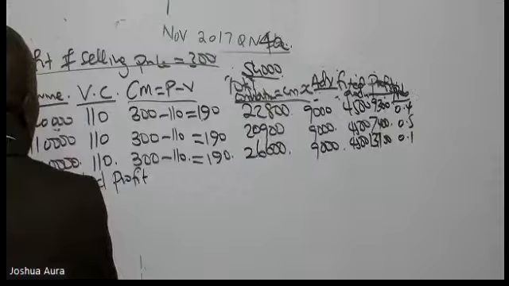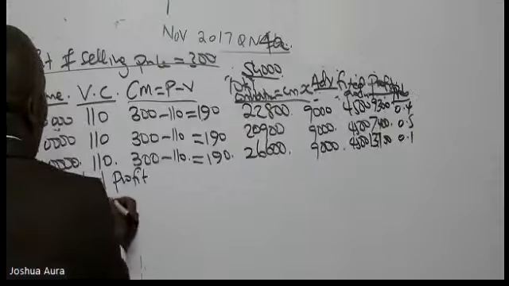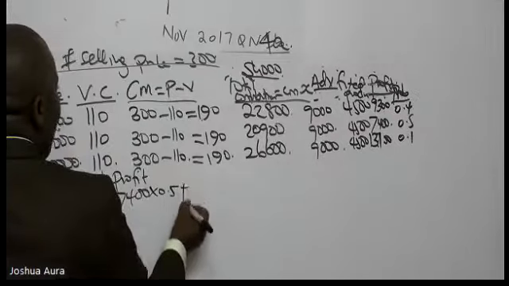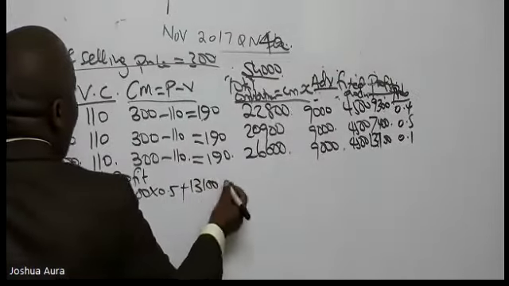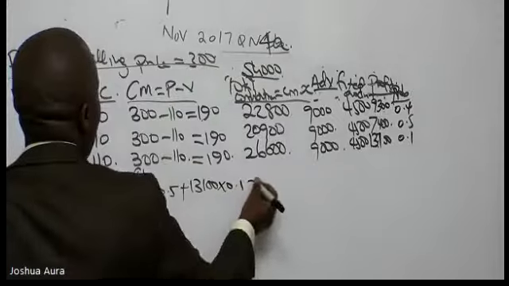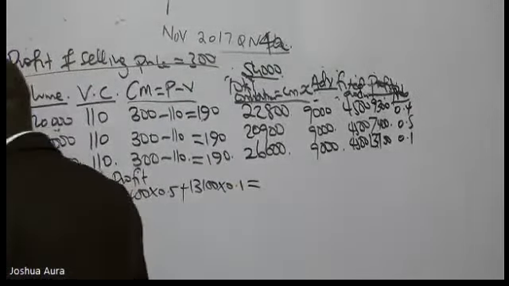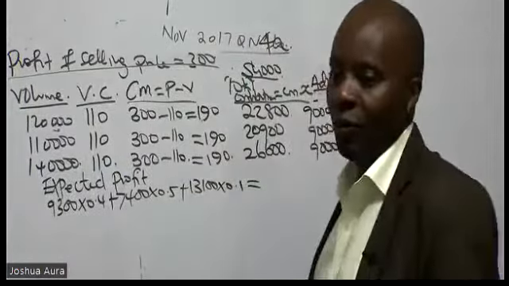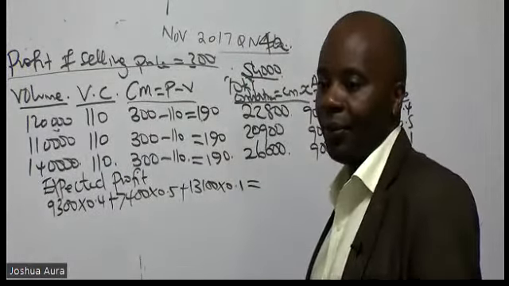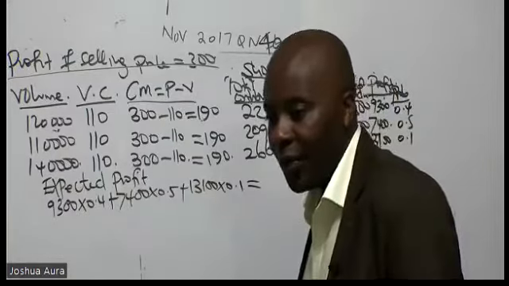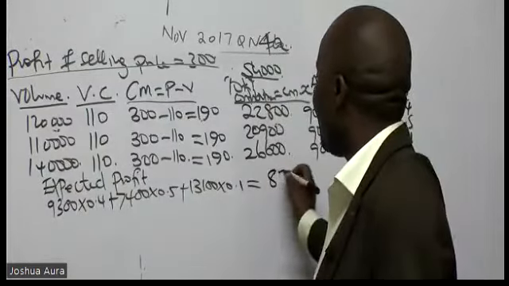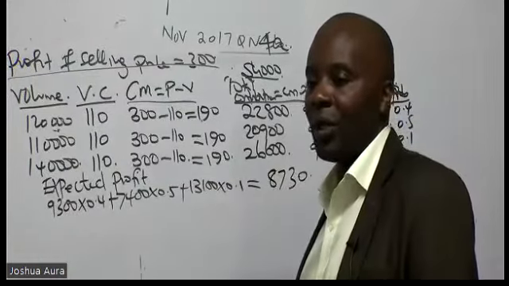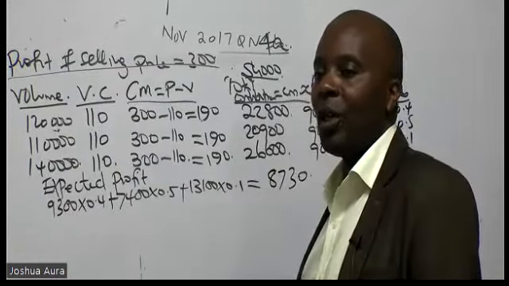So the expected profit: we have 9,300 times 0.4 plus 7,400 times 0.5 plus 13,100 times 0.1, like that, which will end up giving us what figure, ladies and gentlemen? Which will end up giving us what expected profit? Please help me out here. 87.30.